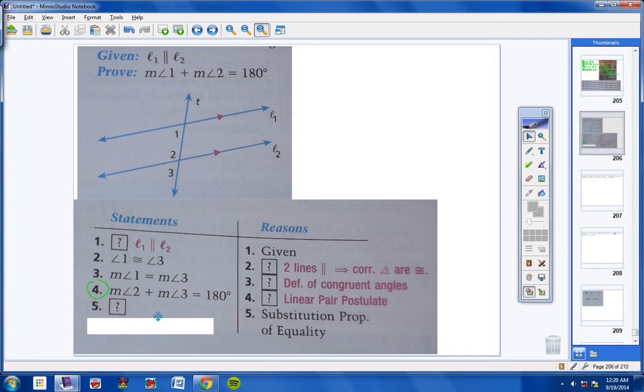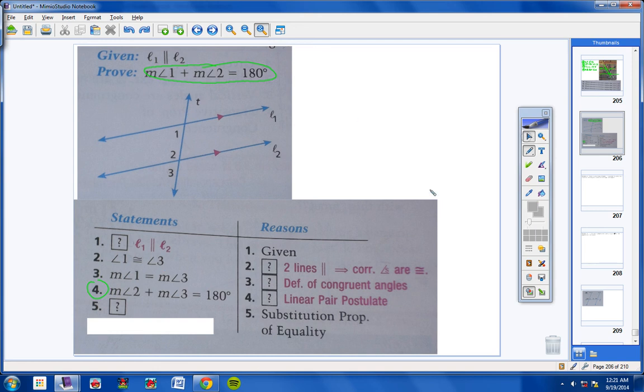And now we're down to the last step, step 5, the substitution property of equality. Well, if it's the last step, then we know it has to be this. Your last step in a proof on the left side, just like 99% of the times your first step is your given, well, 99.9% of the times your last step over here is going to be your proof.